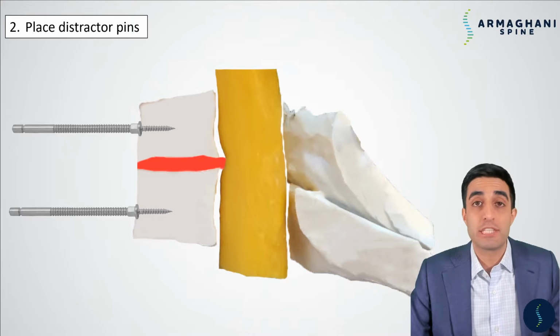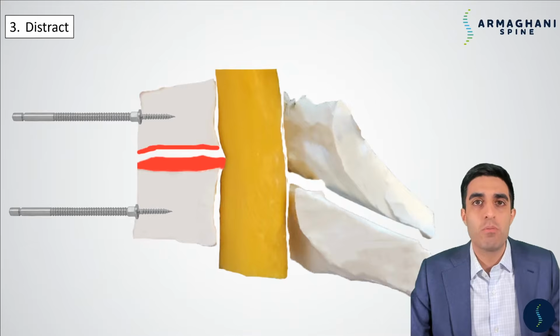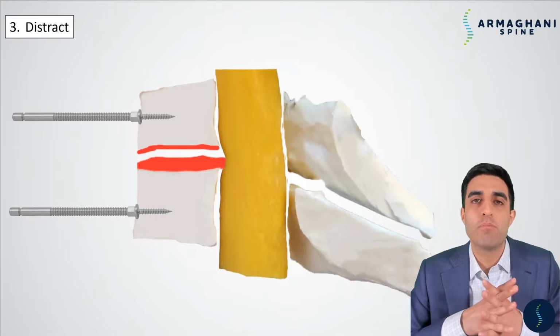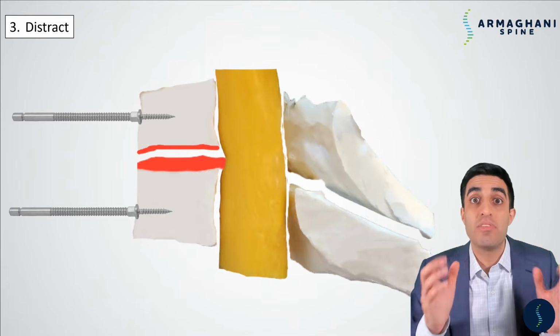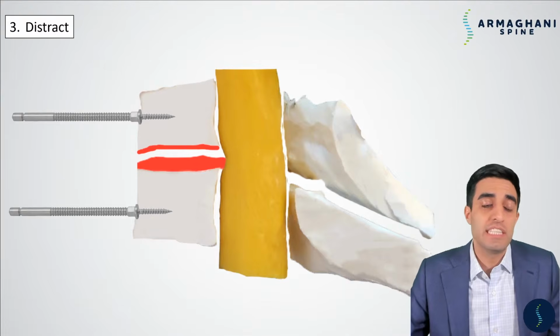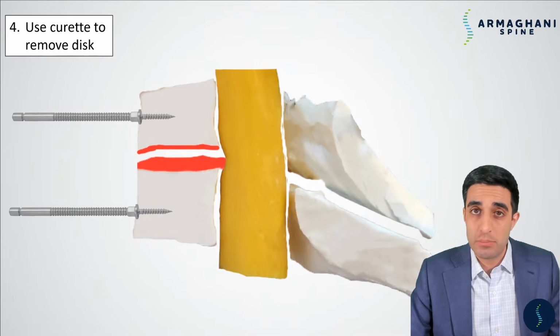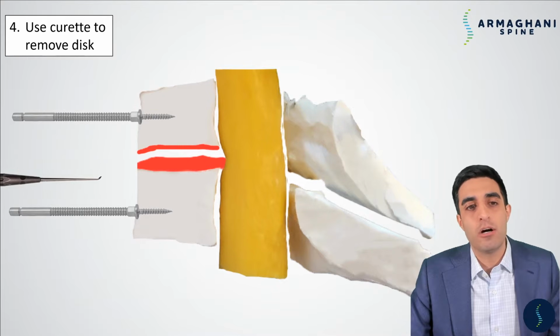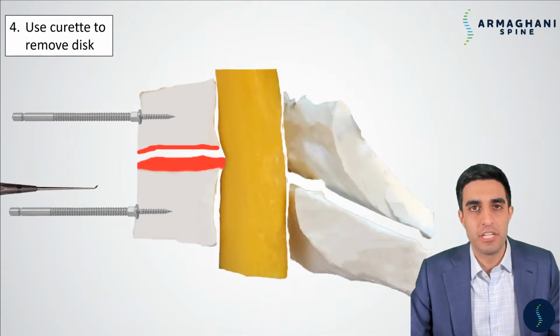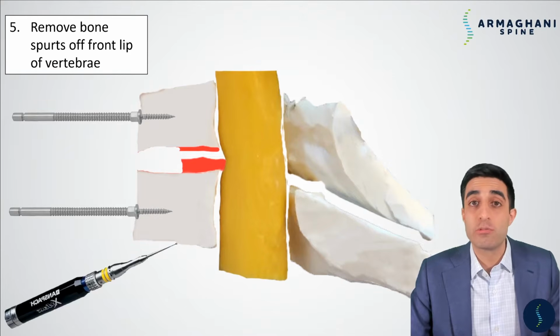After we place the distractor pins within the vertebrae, we want to distract them apart, creating more space in the disc space area for us to try to remove that degenerative disc. You can see here that the space is much taller than it was previously just by placing these distractor pins in place. Next, we take an instrument called a curette and we're able to put this within the disc space and help remove some of that disc material initially. This is what it looks like after we removed part of that disc.